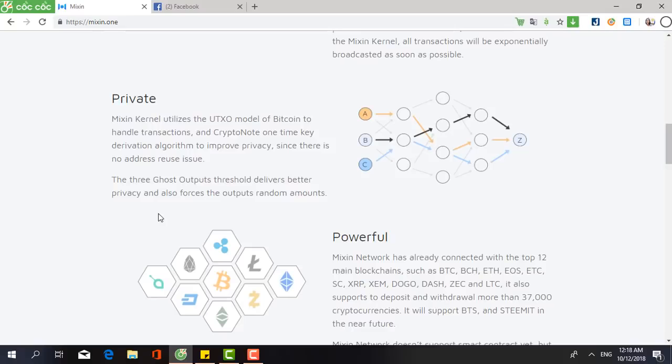The third one, which I think many people are concerned about, is private. Mixin channel utilizes the UTXO model of Bitcoin to handle transactions and crypto nodes, one-time key derivations and algorithms to improve privacy, so there is no address reuse issue. The ghost output delivers better privacy and also forces a random amount.